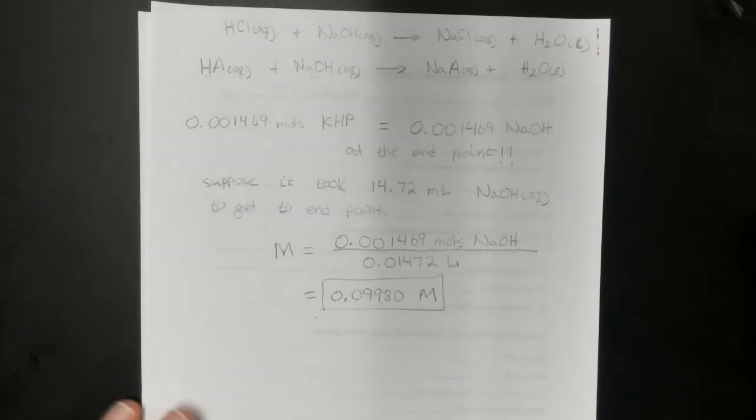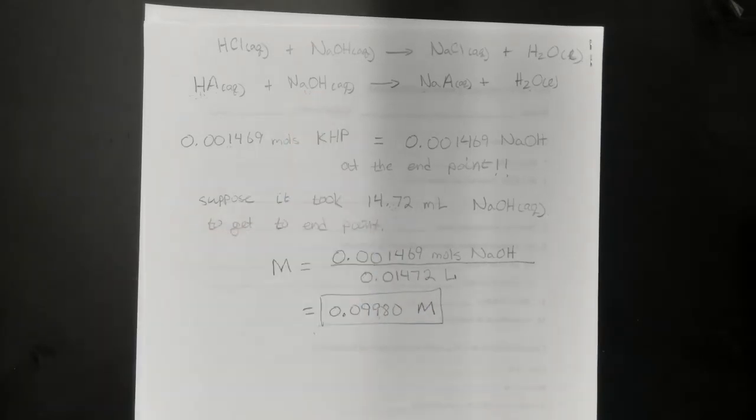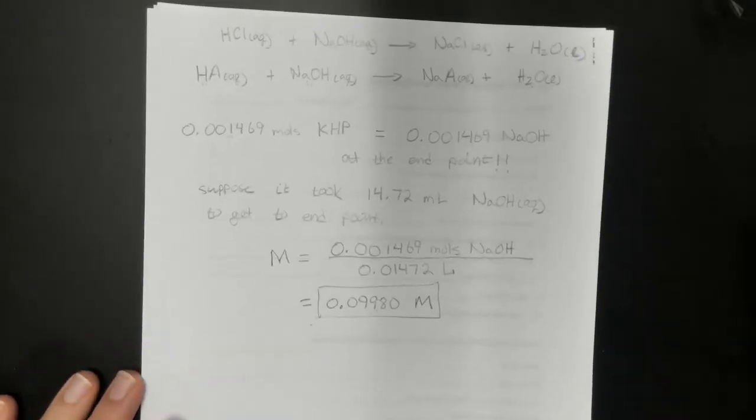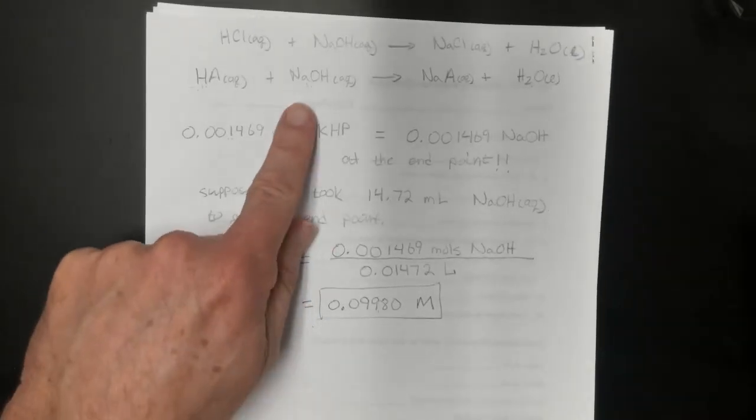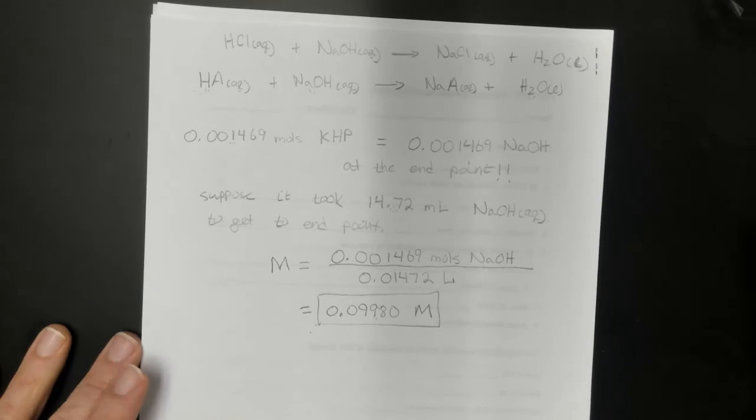Now that is what this experiment is what we're going to do first. This is actually standardization, right? What we're really trying to do is use this sodium hydroxide solution to determine an unknown concentration of acetic acid solution. But we have to know what the concentration of sodium hydroxide is to 4 significant figures first.